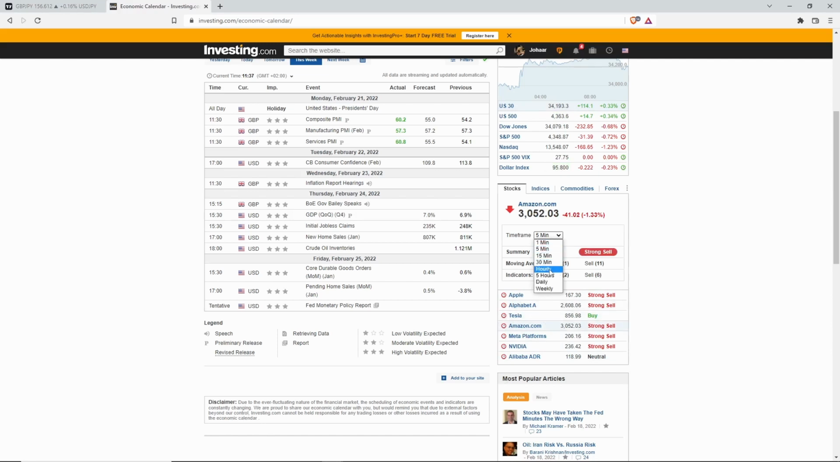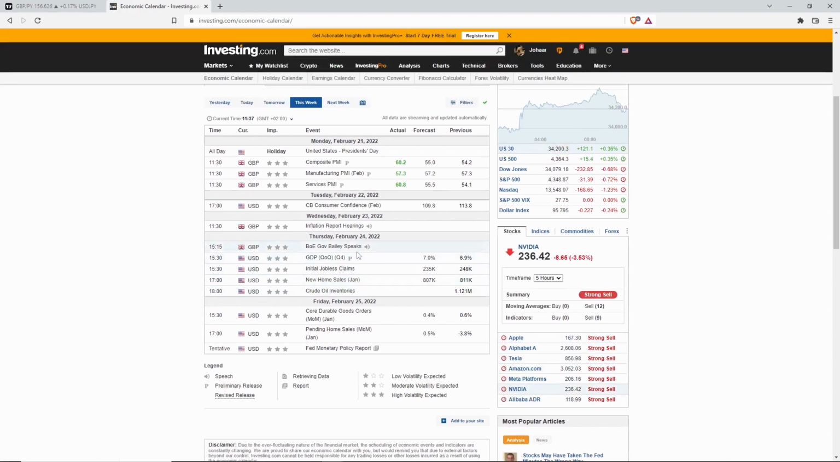As you can see, low time frames all suggesting sells here. Because Tesla, Amazon, Meta is all strong sells, I'm still very keen on a sell on Nasdaq. Initial jobless claims, as usual, always makes Nas a little bit manic for that short period. Core durable goods orders, pending home sales, and we have Fed monetary policy.